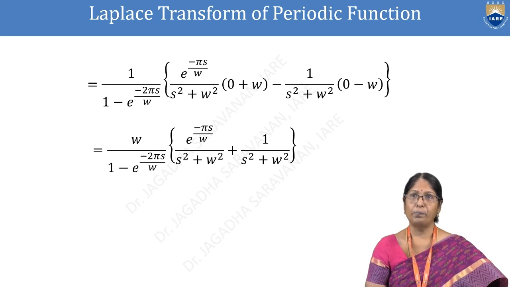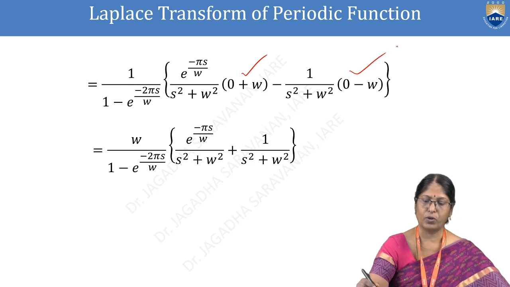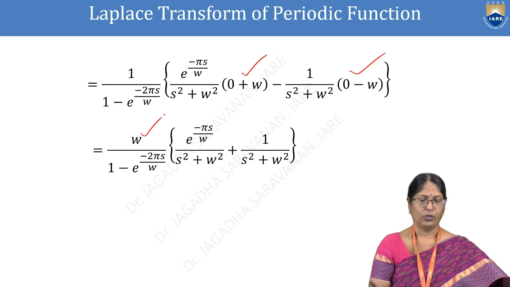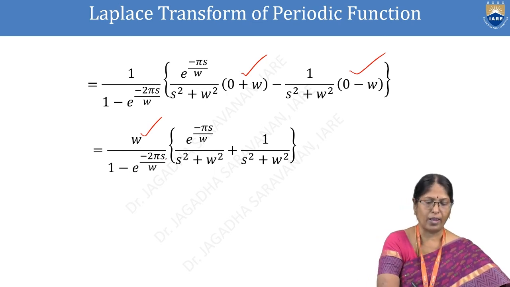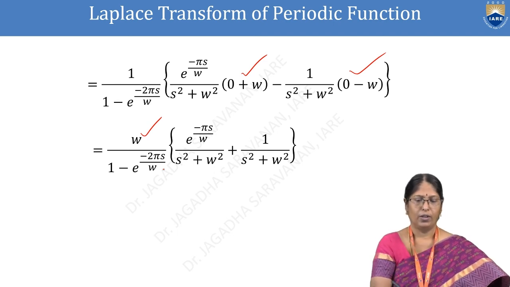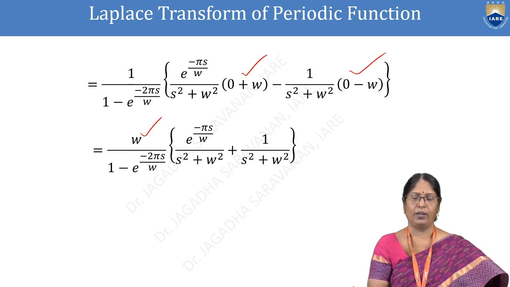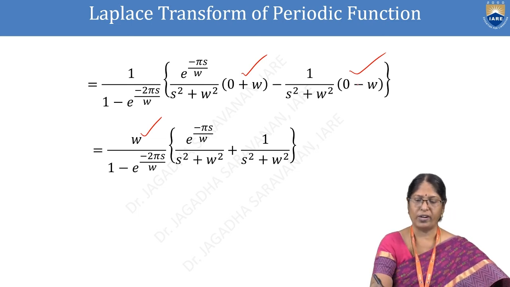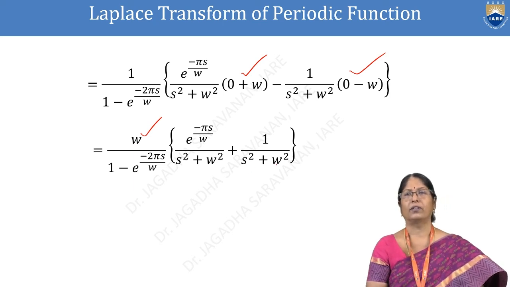We are going to do the simplification. Noticing that w is here and here also, put together we have taken it out. So w by 1 minus e power minus 2 pi s by w, times e power minus pi s by w, or omega, the symbol, s square plus w square, plus, already we have taken it out, 1 by s square plus w square.